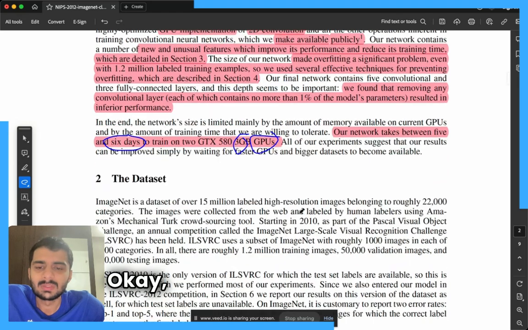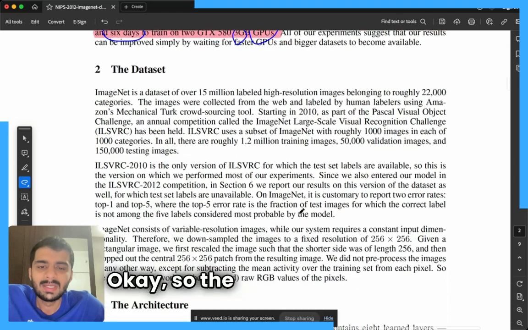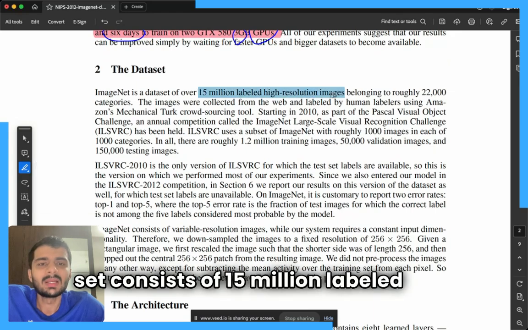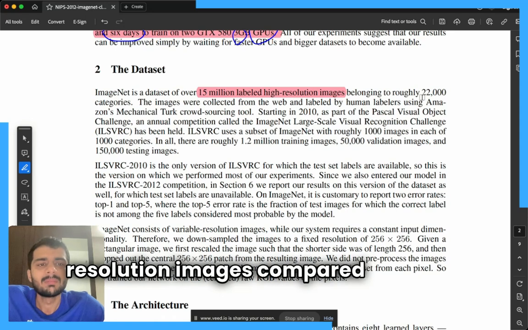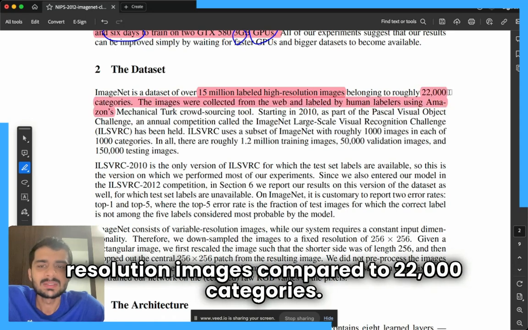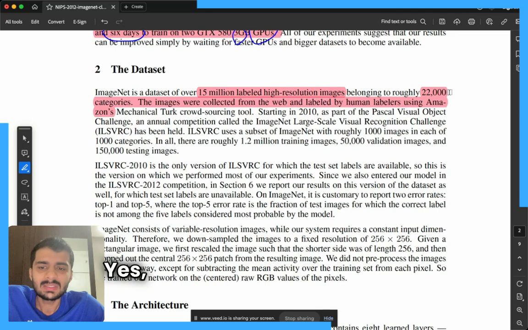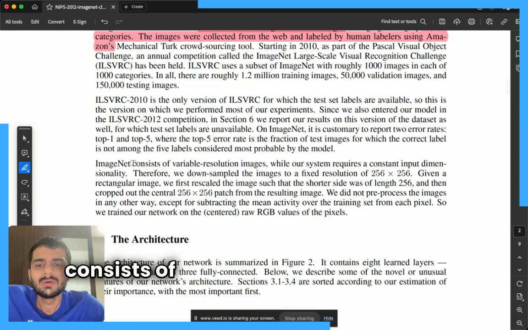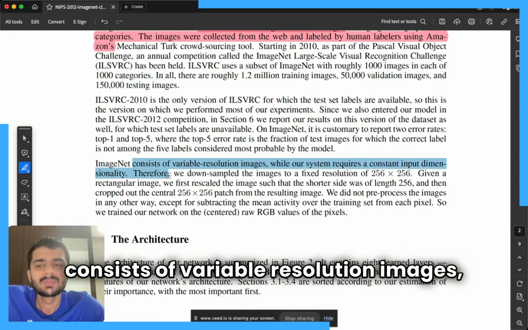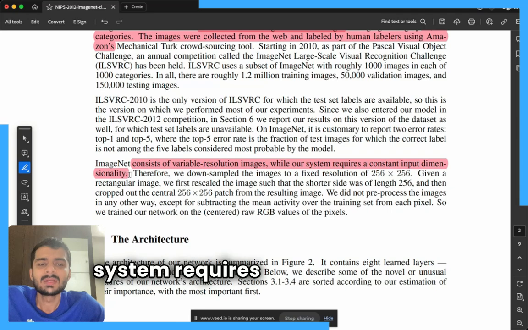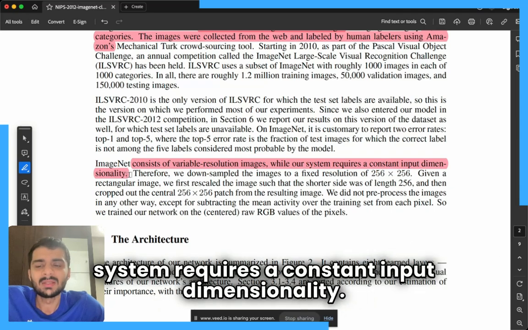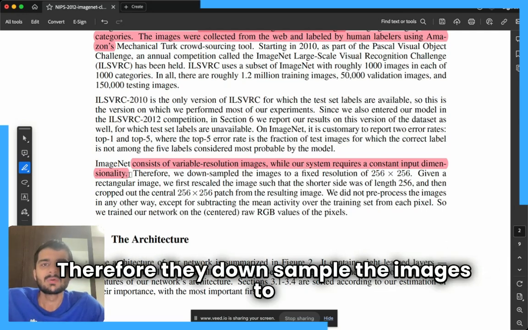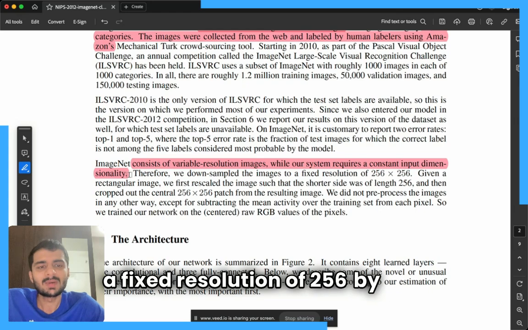Okay, so the dataset consists of 15 million labeled high resolution images compared to 22,000 categories. Yes, we have already seen that. ImageNet consists of variable resolution images, while our system requires a constant input dimensionality. Therefore, they downsample the images to a fixed resolution of 256 by 256.